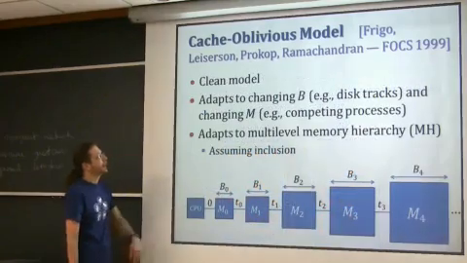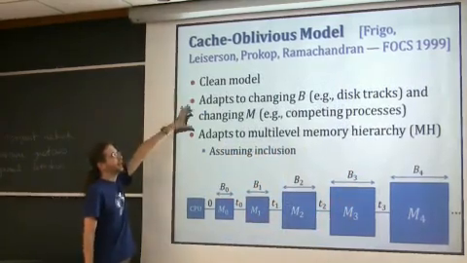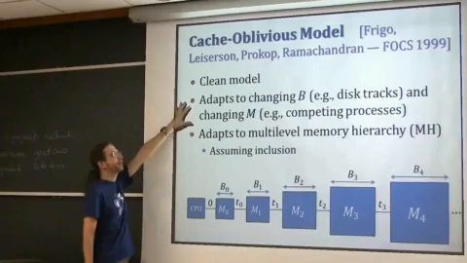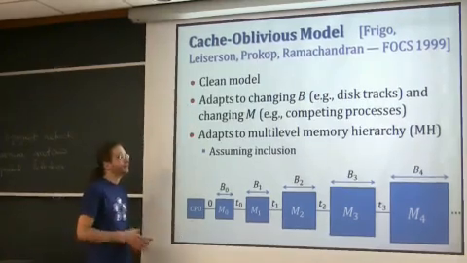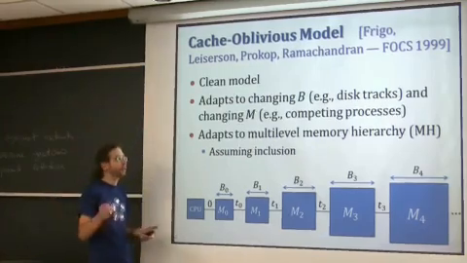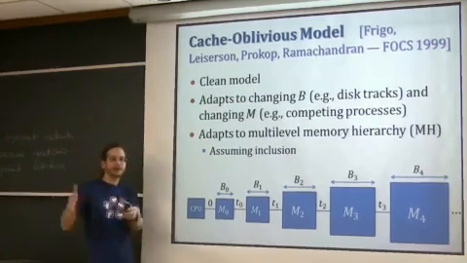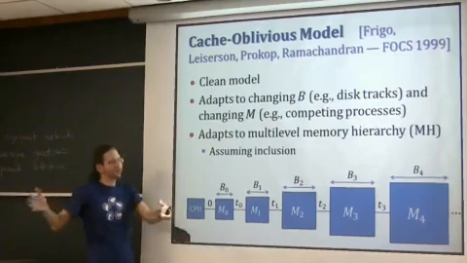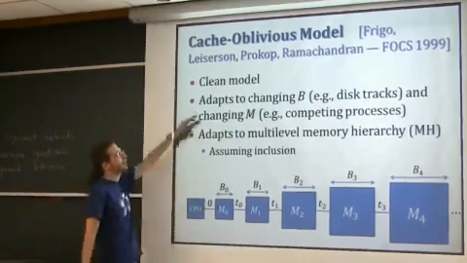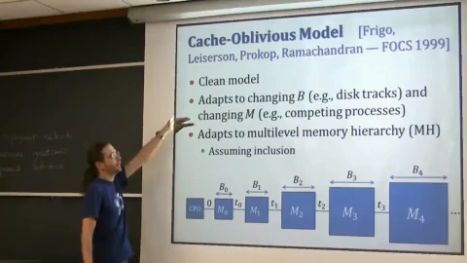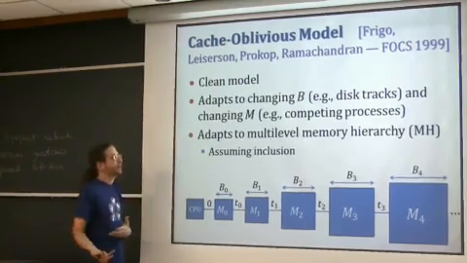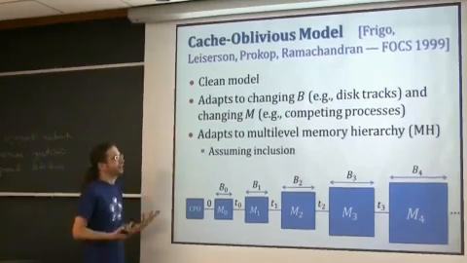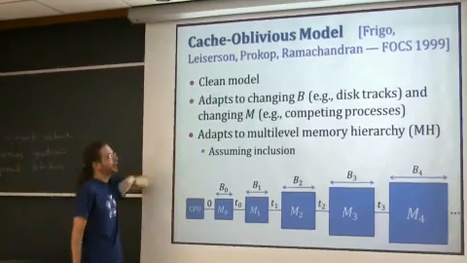I like this model because it's clean. It also, in a certain sense, is a little hard to formalize this, but it works for changing B because it works for all B. And so you can imagine, even if B is not a uniform thing, like the size of tracks on a disk are varying because circles have different sizes, it probably works well in that setting. It also works if your cache gets smaller because you've got a competing process. It'll just adjust because the analysis will work.